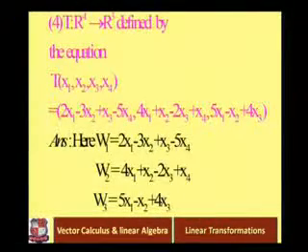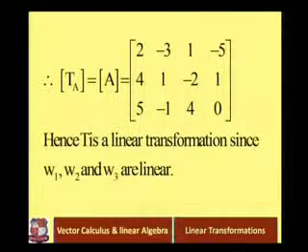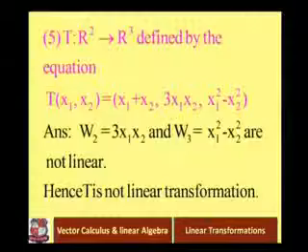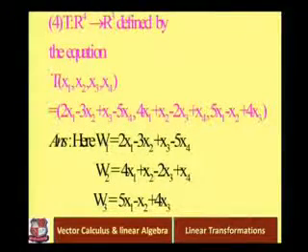Now how do we make the standard matrix? I already told you to take the first coordinate. What is the first coordinate? 2x1 minus 3x2 plus x3 minus 5x4, and the coefficients of x1, x2, x3, x4 in the first coordinate form the first row of the standard matrix. The coefficient of x1 is 2, the coefficient of x2 is minus 3, the coefficient of x3 is 1, and the coefficient of x4 is minus 5. So 2, minus 3, 1, minus 5 is the first row of our standard matrix. Similarly, if we take the second coordinate, what is our second coordinate?